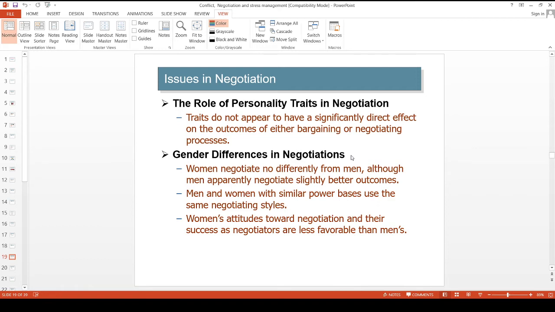Let's discuss gender differences in negotiation. Again class, this is based on research done by different theorists. For example, men and women do not negotiate differently. Both have the same negotiating patterns. This is one conclusion of one piece of research. Sometimes we can say that women negotiate no differently from men, although men apparently negotiate slightly better outcomes.